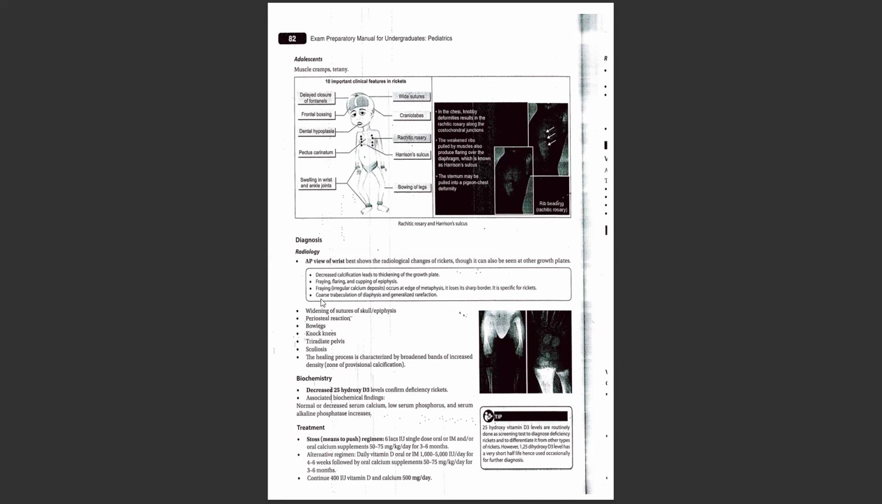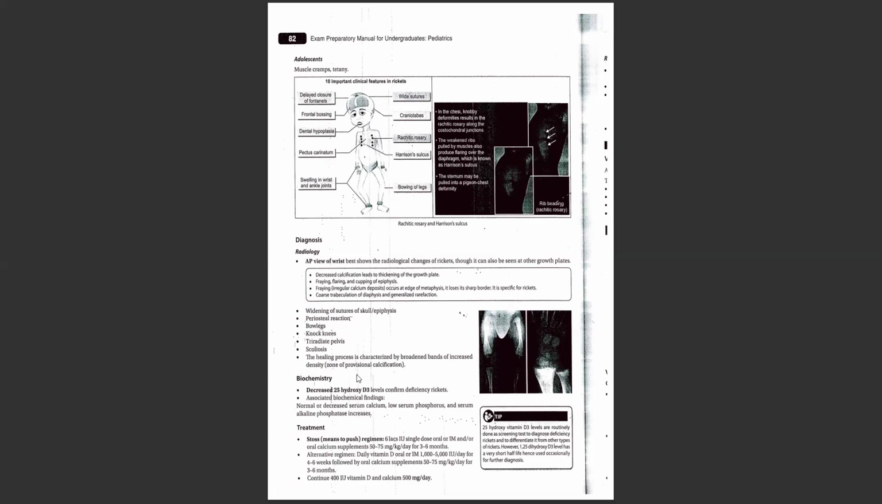So fraying, flaring, cupping, and widening of the bones are the radiological features of rickets. There's widening of the sutures of the skull, epiphysis, periosteal reaction, pollex, knock knees, triradiate pelvis, scoliosis. The healing process is characterized by broadened bands of increased density, a zone of provisional calcification. These are the radiological features of rickets.